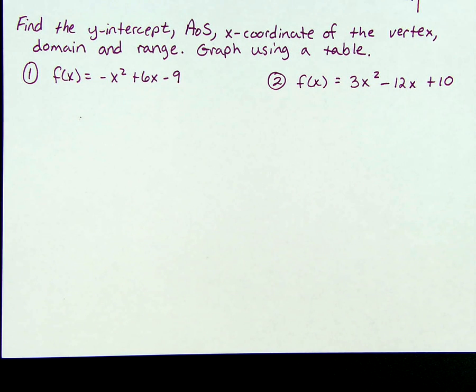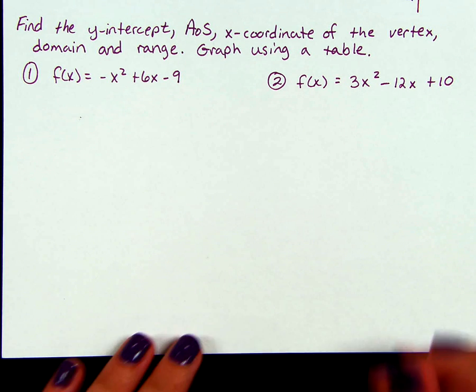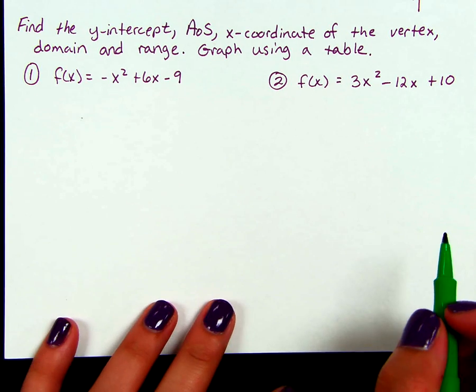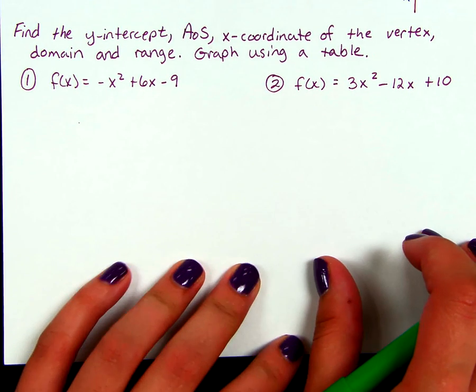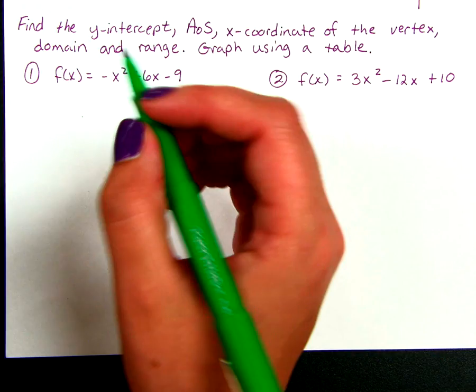All right, so these problems are asking us to find the y-intercept, the axis of symmetry, the x-coordinate of the vertex, domain and range, and then graph using a table. So let's start with our y-intercept. Remember, at a y-intercept, we know that our x value is 0, so we're going to substitute 0 in for all of the x's.